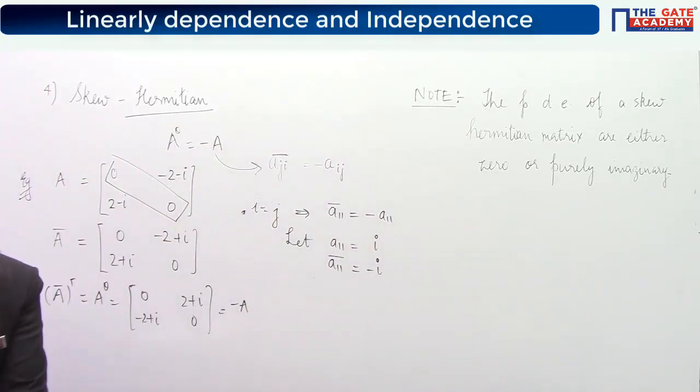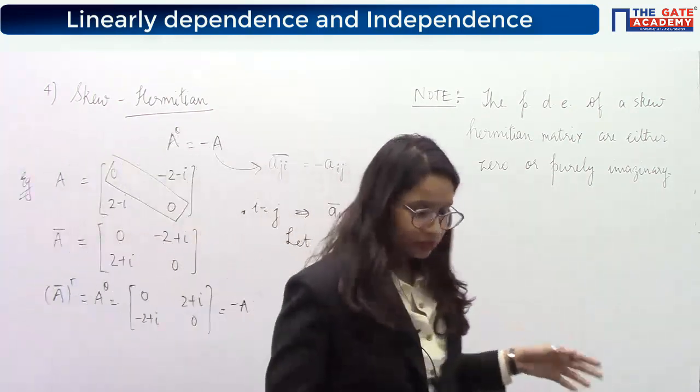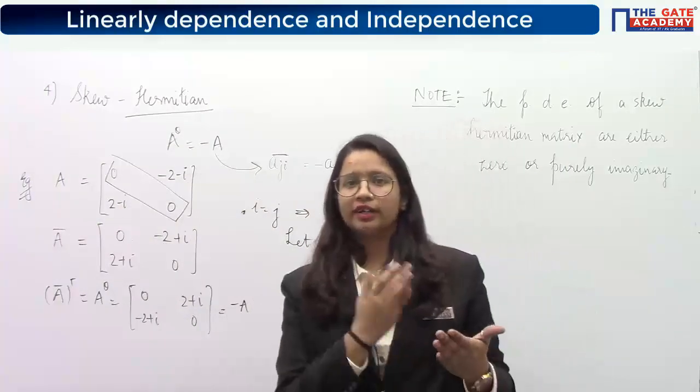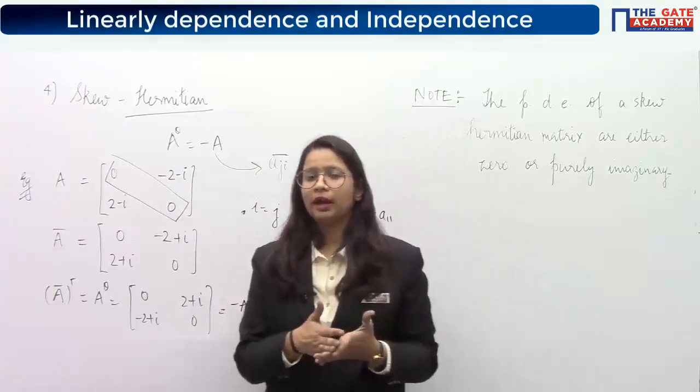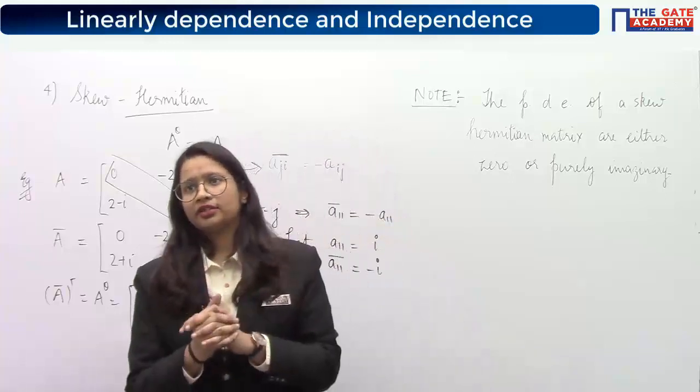Okay, so this completes the first part of the chapter, which was the basic matrix algebra, in which we have seen how to find the inverse, how to find determinant, how to add, how to multiply, and how to find adjoint and all those operations on your matrices.